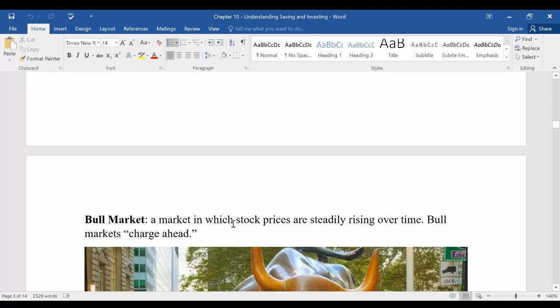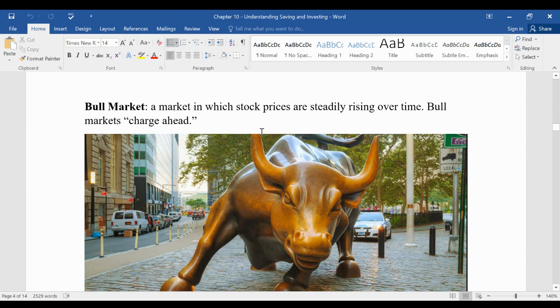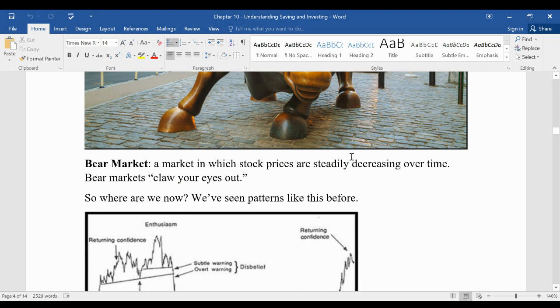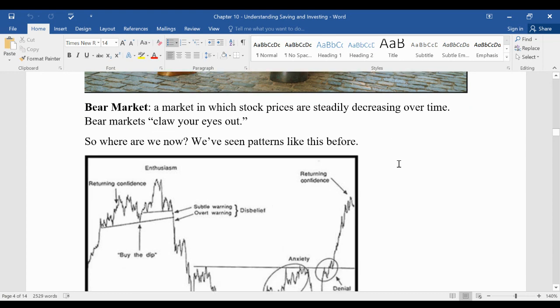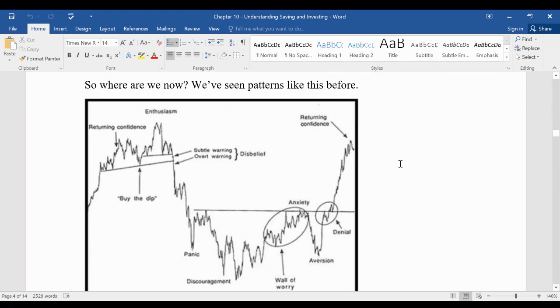Now, a bull market is when stocks are steadily rising over time. So the way I remember it is bull markets charge ahead, okay, and bear markets, well, they decrease over time, and bear markets will claw or rip your eyes out. Now, the cycles that we're going through seem like they're one of a kind, but when you look at the patterns, we've seen this before.